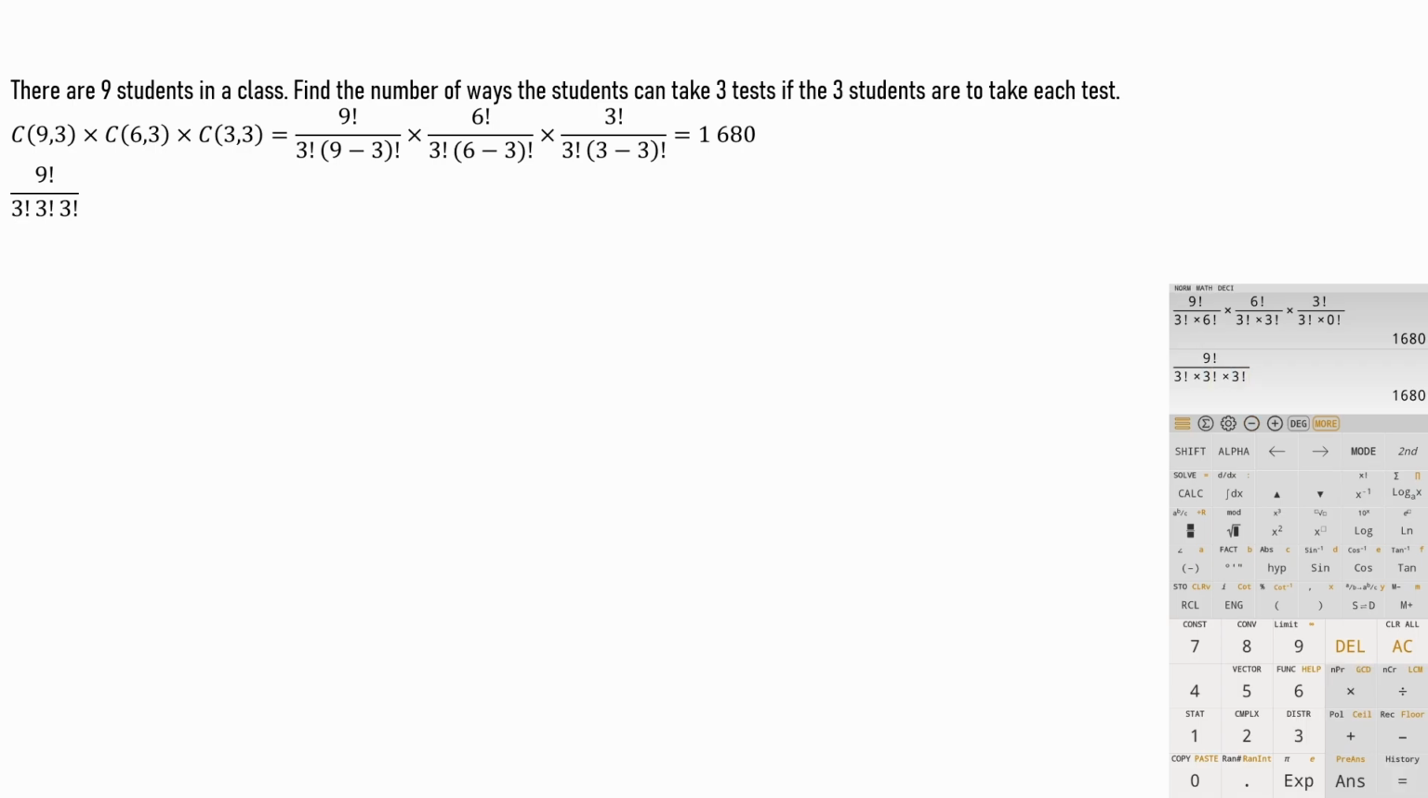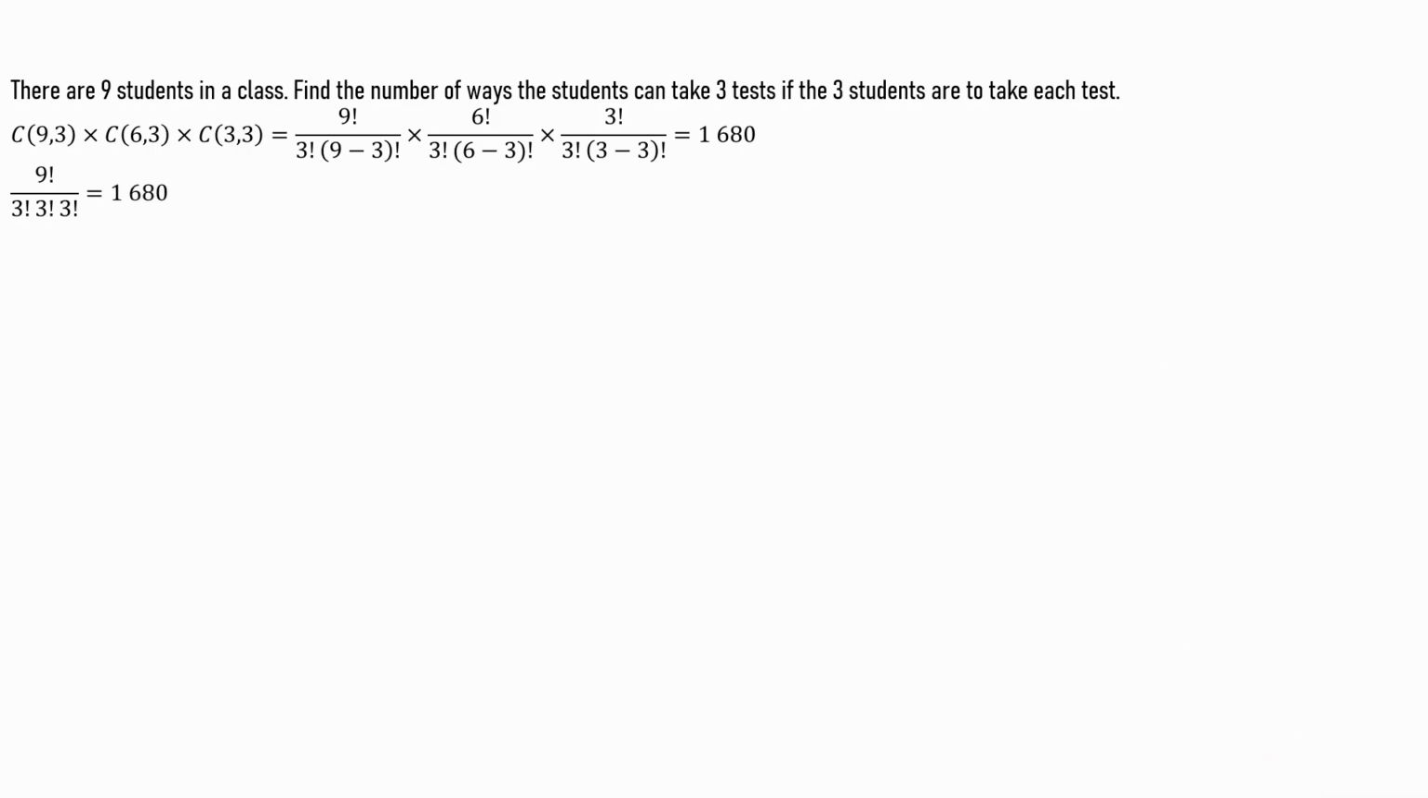So 1,680 din. Ginagamit yung mga number of ways kanina, permutations, combinations. Ginagamit siya para din, di ba, sa concept naman ng probability na mismo. And so therefore, 1,680 ways the 9 students in a class can take 3 tests if the 3 students are to take each test.